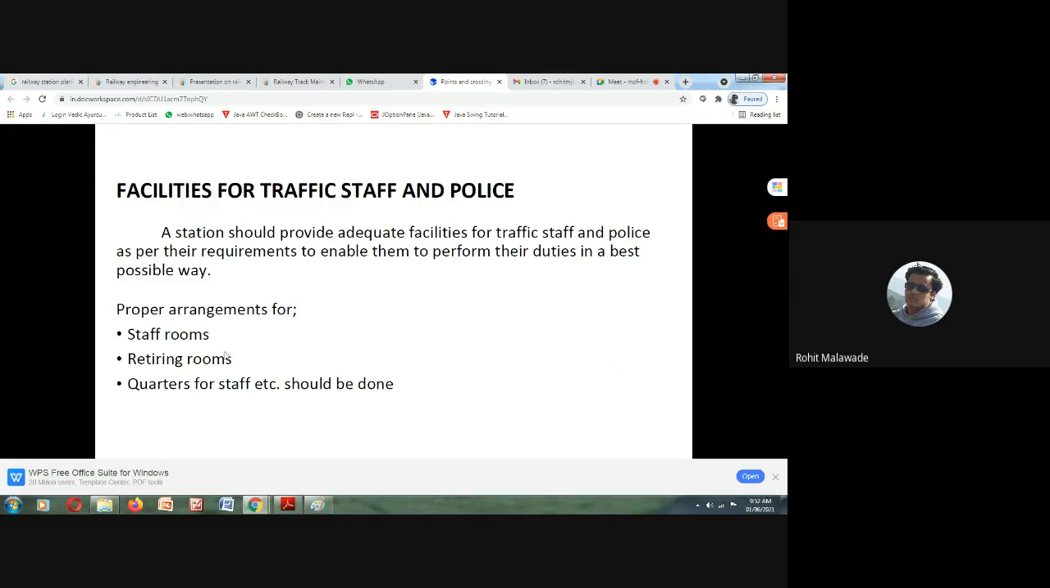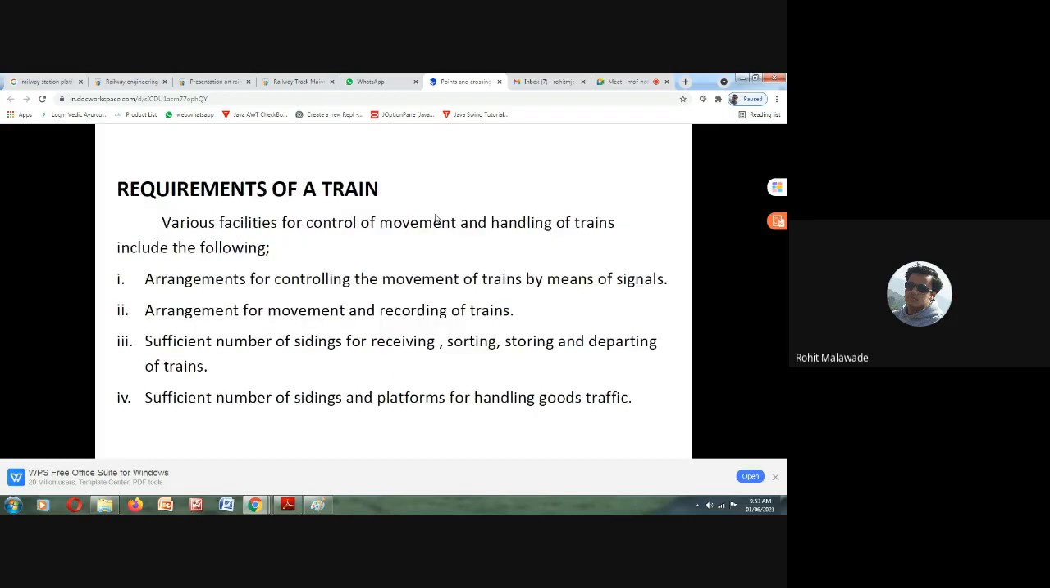So we should have the staff room, the retiring rooms, and quarters for your traffic staff and the police staff. Traffic staff is nothing but the people who are moving from one place to another. It is going to have TC, your locomotive engine driver, and N number of people in this particular category. And police will be moving from one place to another, so they should have the proper facilities.